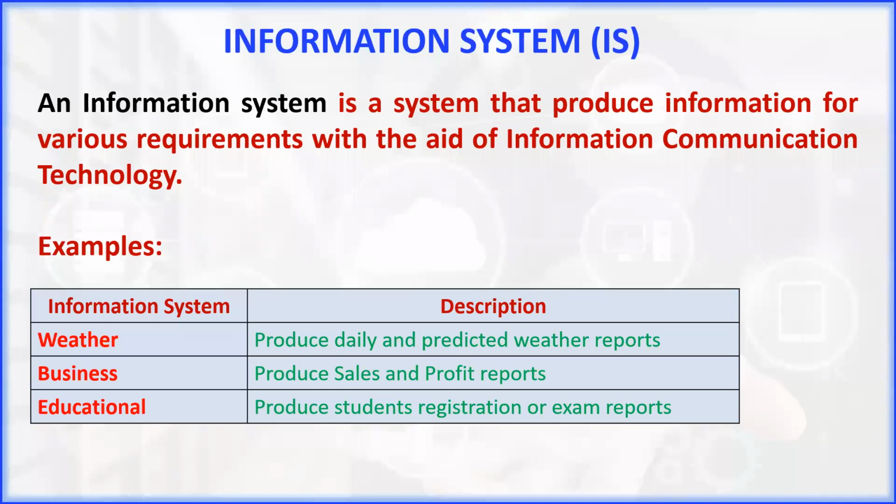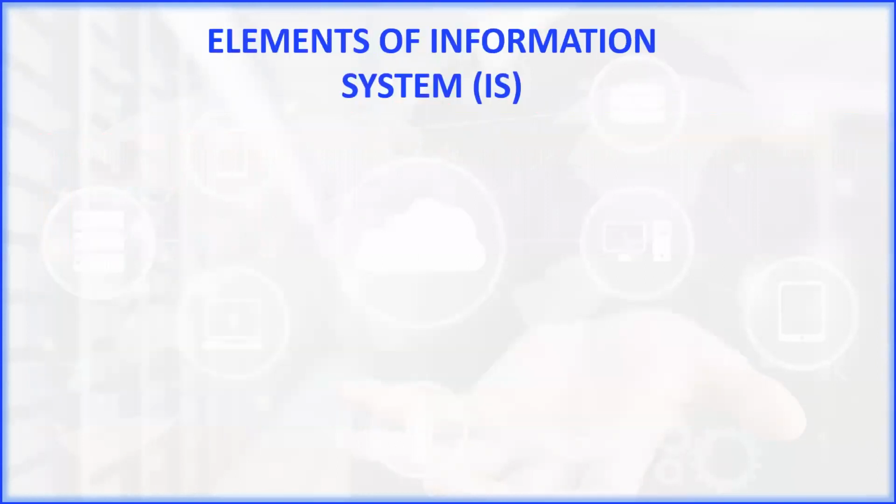Right. Then we'll move to the elements of an information system. Like we earlier learned the elements of a normal system, in an information system all of these elements are available.